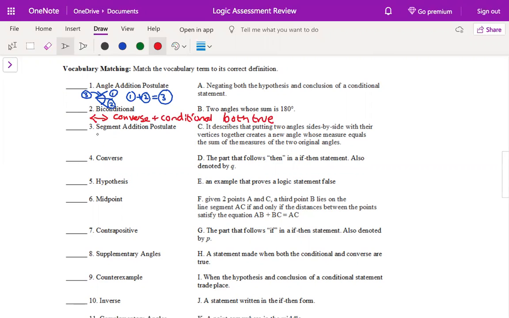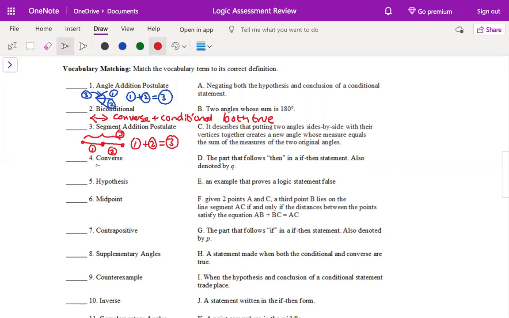Okay, the segment addition postulate, very similar to the angle addition postulate, where we have two segments. We can call this segment 1 and this one segment 2. And then the sum of the whole thing, let's call that segment 3, is the sum of the two parts. So the length of segment 1 plus the length of segment 2 gives us the length of the whole thing, number 3.